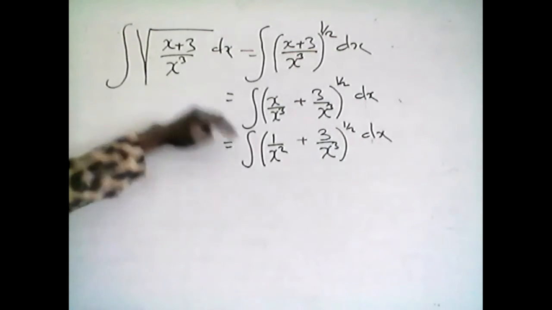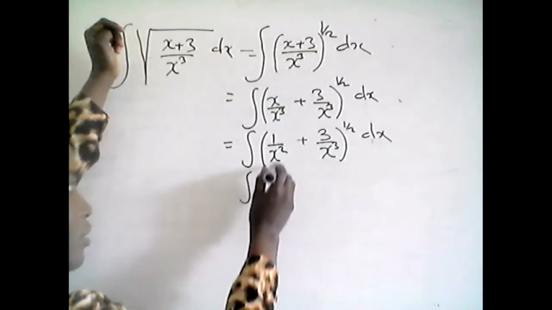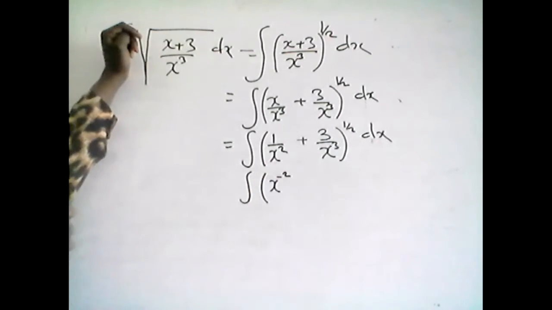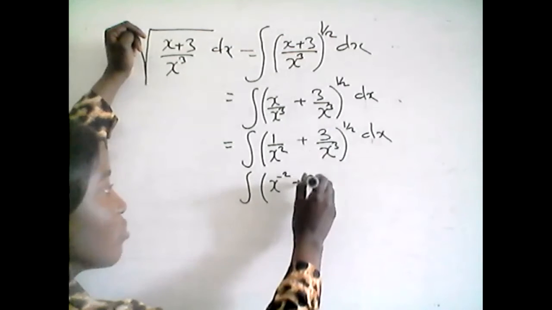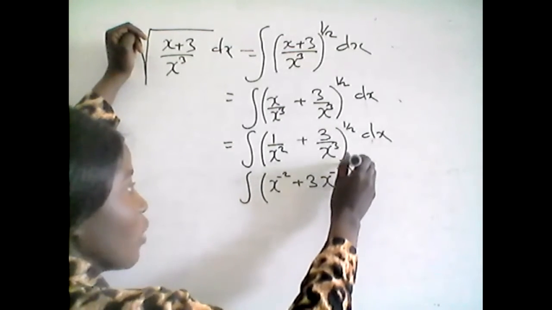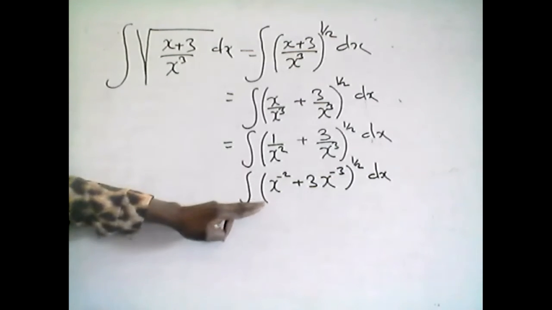So for easy calculations, I can take this up. I can write it as x to the power negative 2, isn't it? Then this I can write as 3x to the power negative 3, 1 over 2 dx, like that. So now we start integrating.